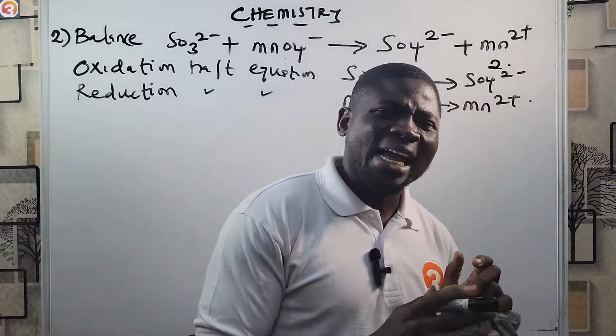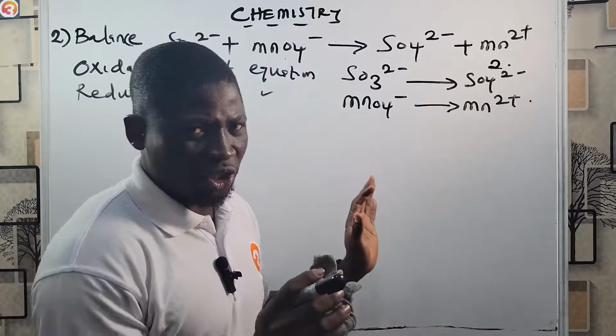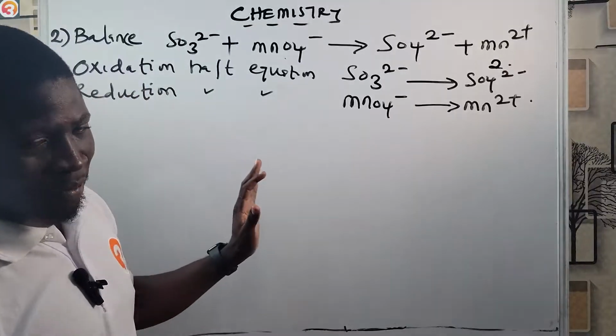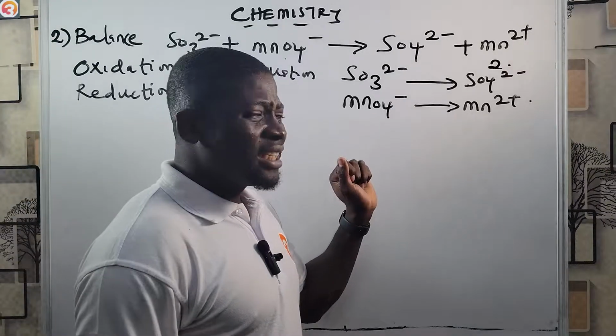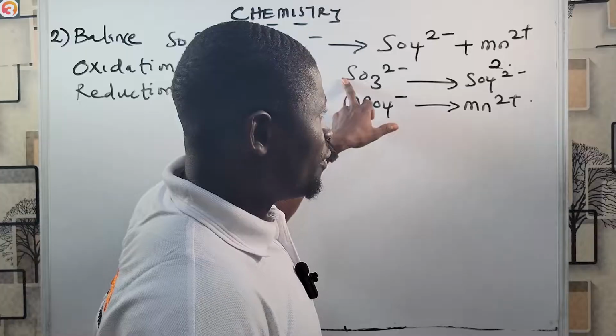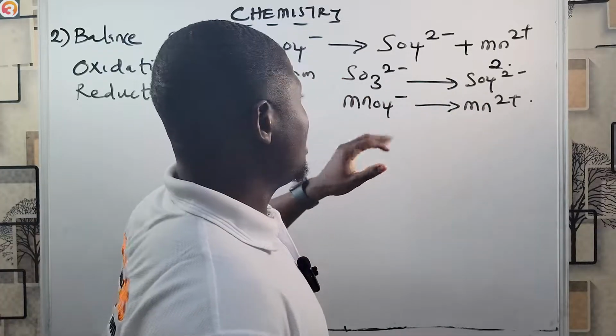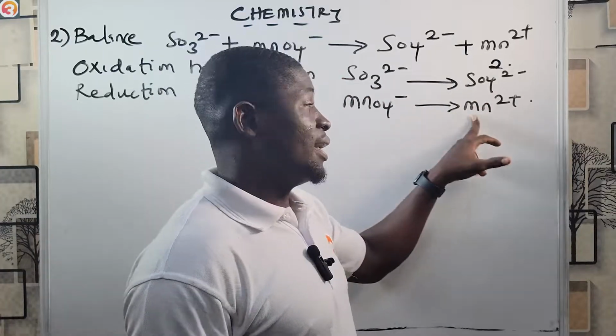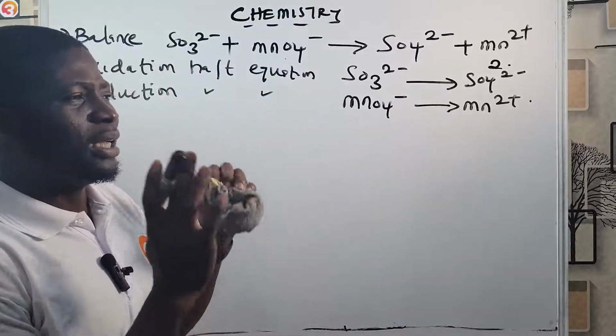We are able to identify our oxidized species and our reduced species. Okay, now what's the next step? The next step is to balance the atoms. There's one atom of sulfur here, there's one atom of sulfur here, so it's balanced. There's one atom of manganese here, there's one here, so it's balanced. So we don't need to talk about balancing of atoms.